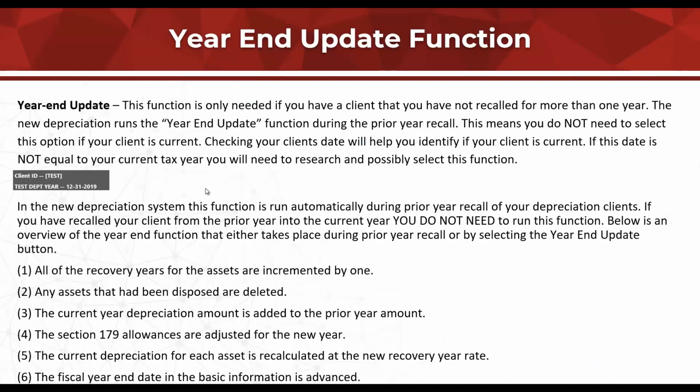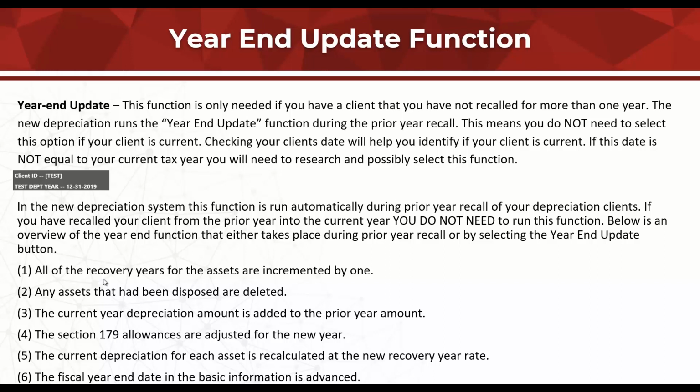Okay, so here's a list of what takes place behind the scenes in the year-end update function. And all this is available in the documentation that comes with the program. But basically, it does six main things. All of the recovery years, remember those maker tables that we talked about earlier, are going to be advanced by 1. They're going to be incremented by 1 so that it matches the new table period or rate.